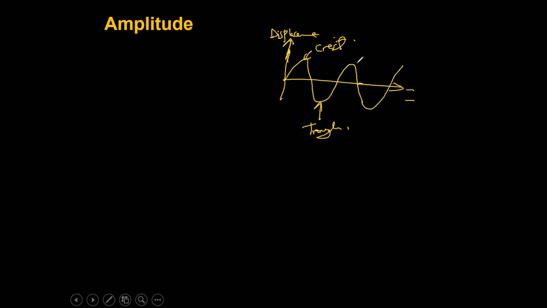And I've found the wavelength as the distance between any two successive crests, that is under transverse waves, or the distance between any two successive troughs, like that. And then this is transverse.